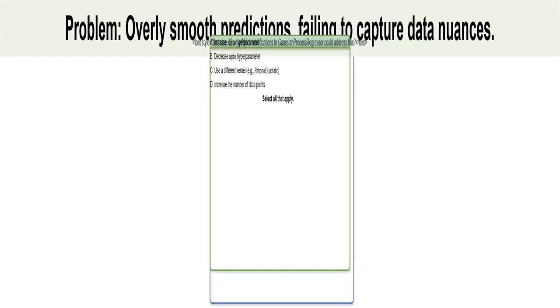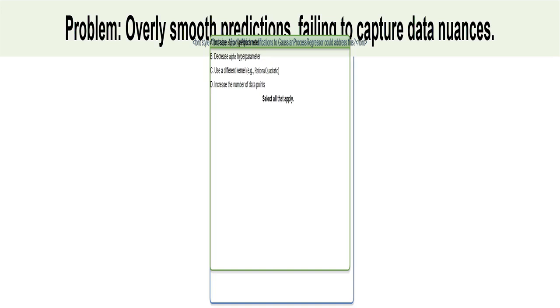This is the title of the problem we're tackling. We're using a Gaussian process regressor, GPR, a powerful machine learning model. But its predictions are too smooth. They miss the finer details in the data.